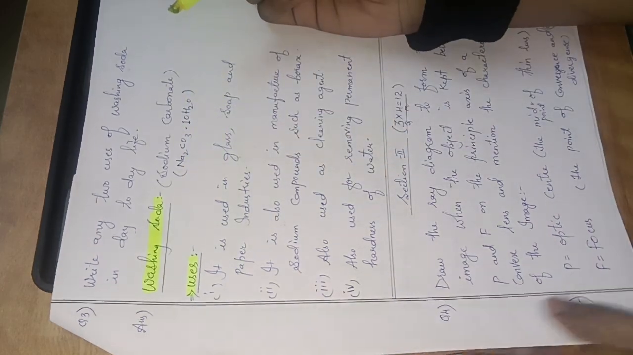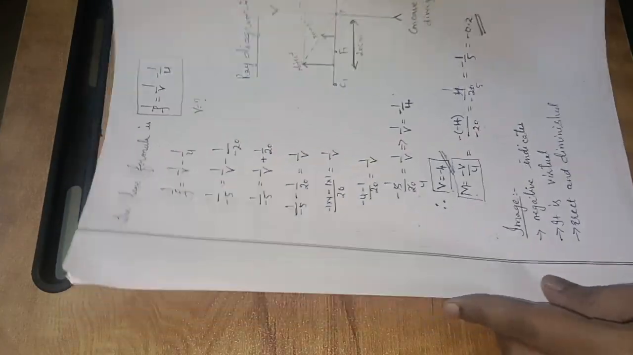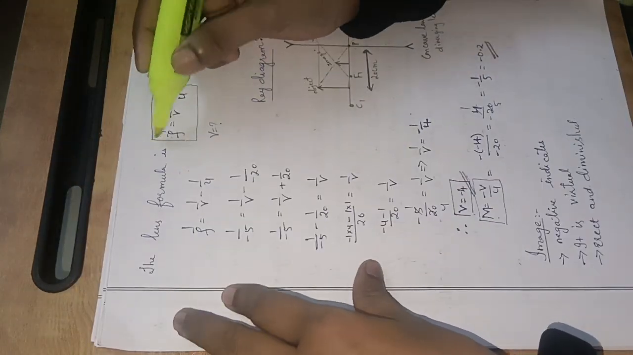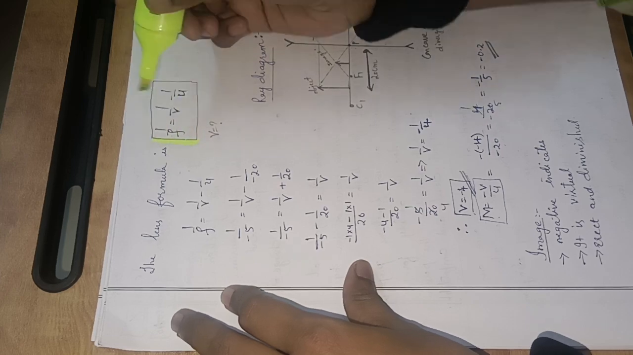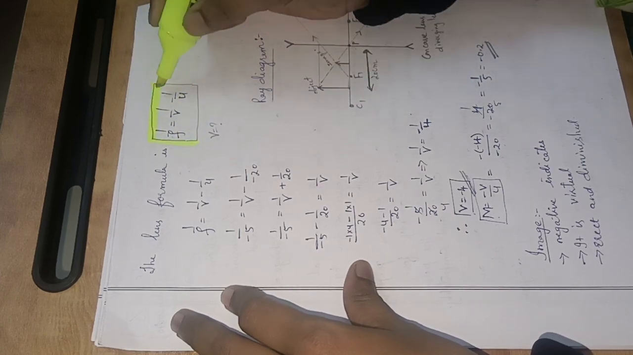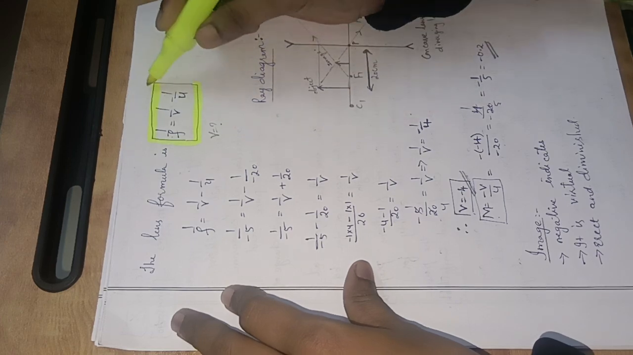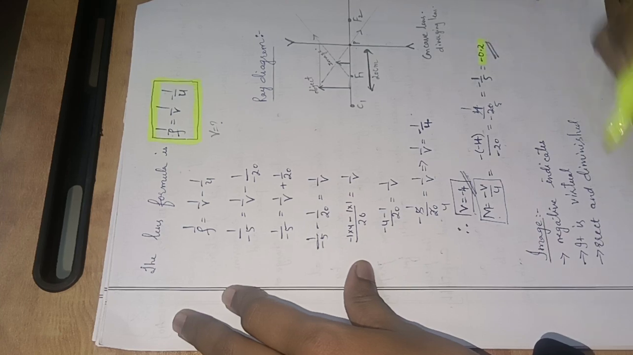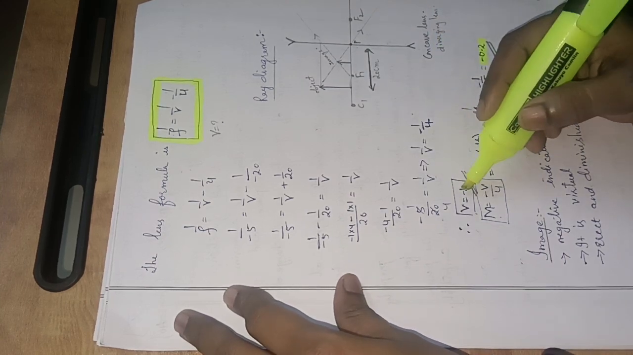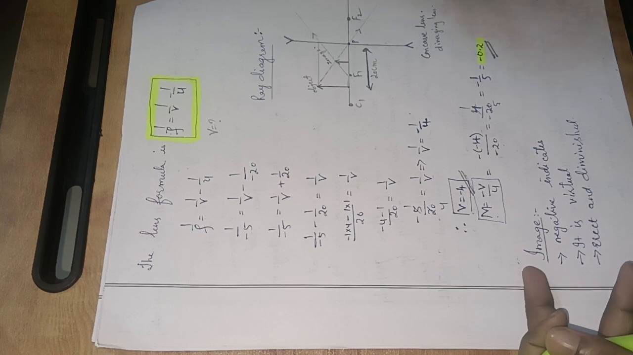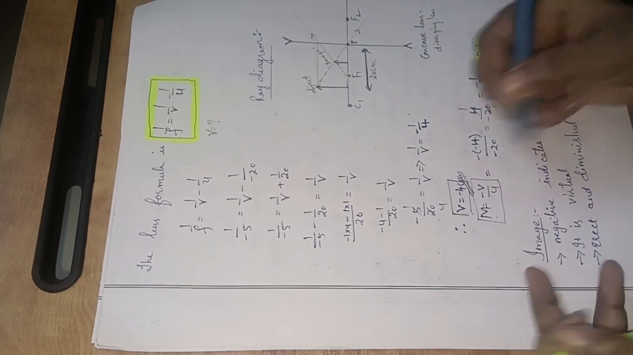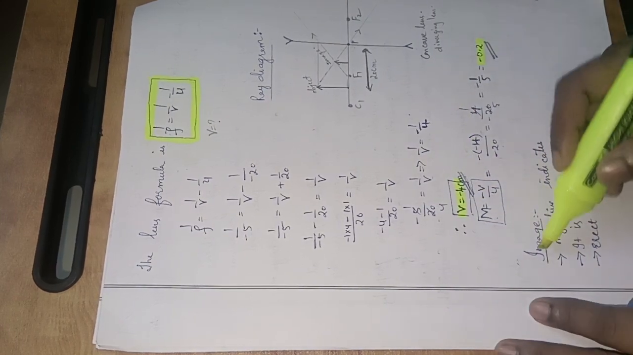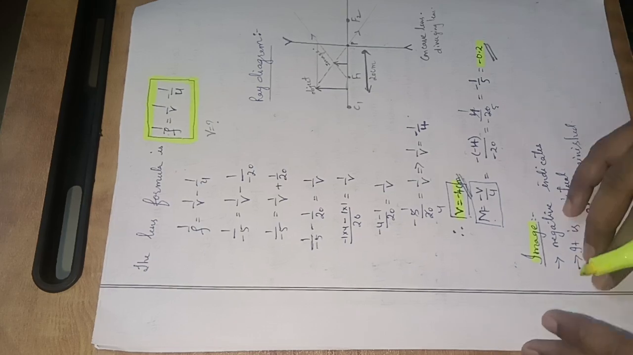Uses. Here it is very important to keep the formulas in a box. So the answer is minus 0.2, and the image is minus 4 centimeters. Don't forget to underline this. Image characteristics.